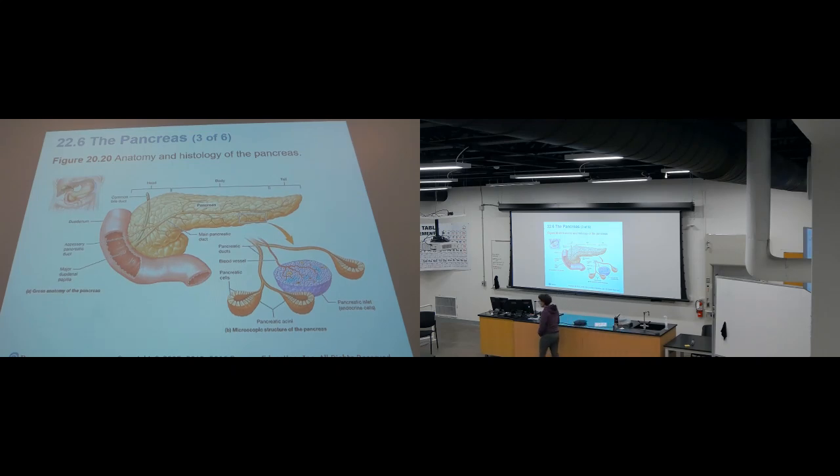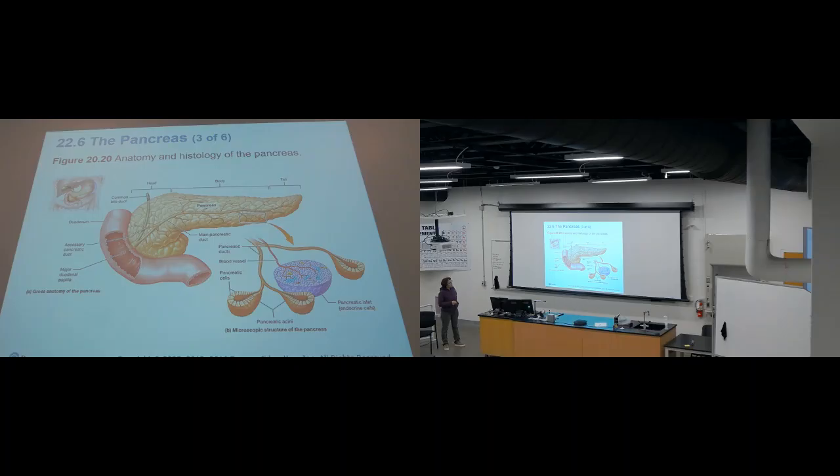These proenzymes are called zymogens, inactive enzymes that help to digest the nutrients that we ingest, like carbohydrates, proteins, and then lipids.